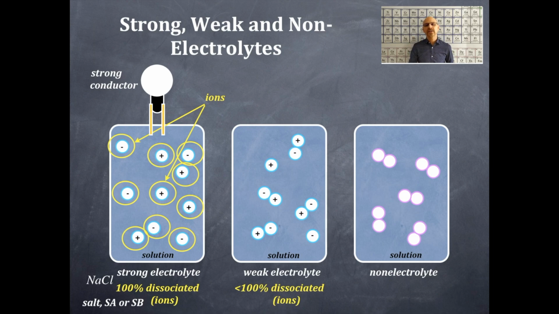Okay, now in the middle column here we have a weak electrolyte. And weak electrolytes dissociate or ionize less than 100%. Okay, so anything less than 100% but still ionizing. So therefore you do have ions in solution. Okay, but you also have molecules.